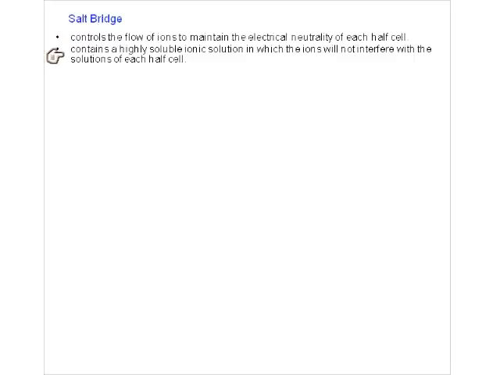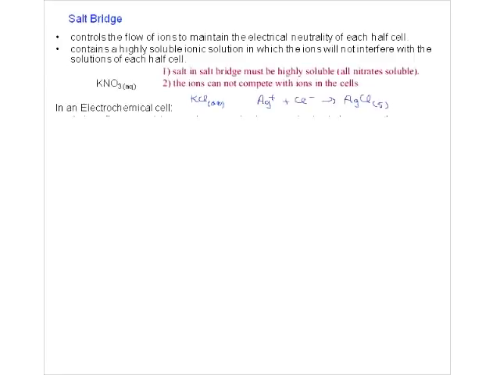What's in the salt bridge is very important, because it too has to be very highly soluble, and it has to be something that doesn't interfere with what's going on in the half cells. And let's see what that's all about. All right, so in this particular system, we have to have something that's highly soluble, so that's why we like to choose nitrates, because you know from your 2202 and your Science 1206 that from the solubility table, all nitrates are aqueous.